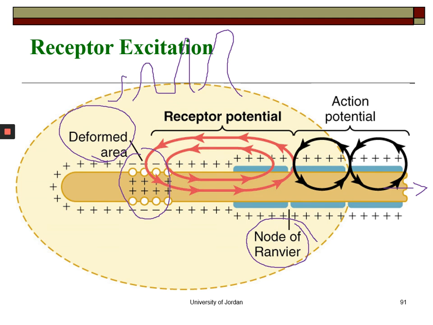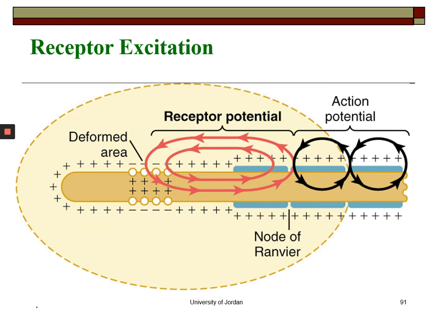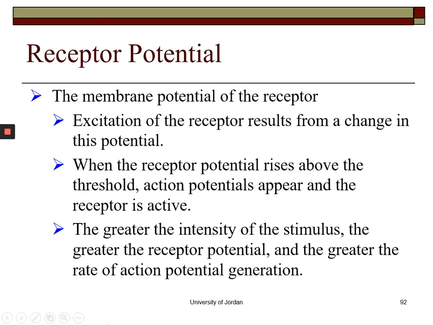As you see, if the stimulus is stronger, it might cause more and more potential on the receptor area. The receptor potential is the membrane potential of the receptor. This is called the receptor. Excitation of the receptor results from change in this potential. When the receptor potential rises above the threshold, action potentials appear and the receptor is active. Action potentials appear where? In the afferent neuron.